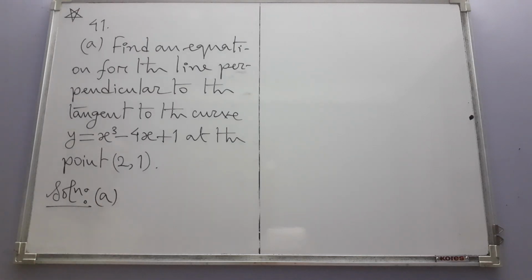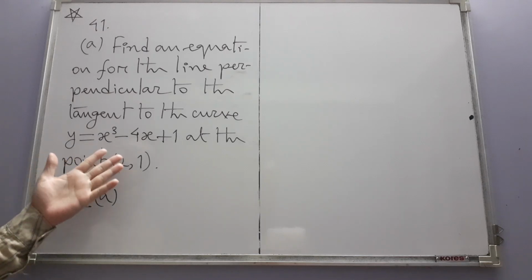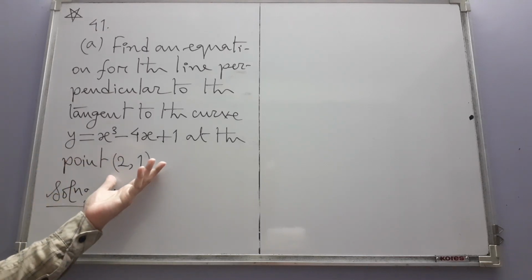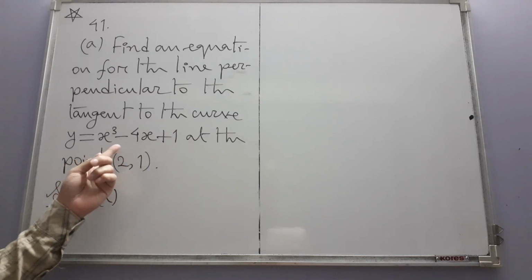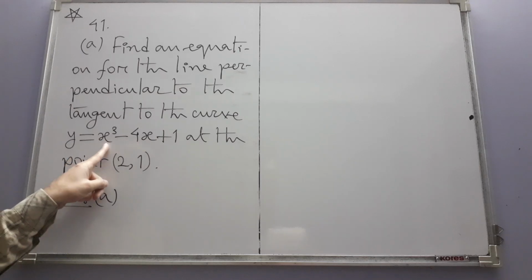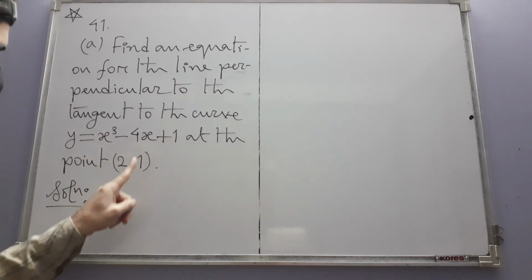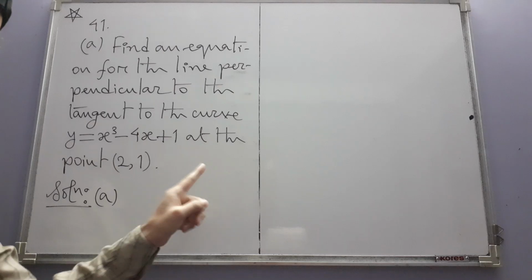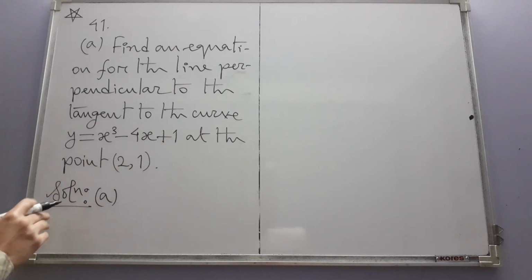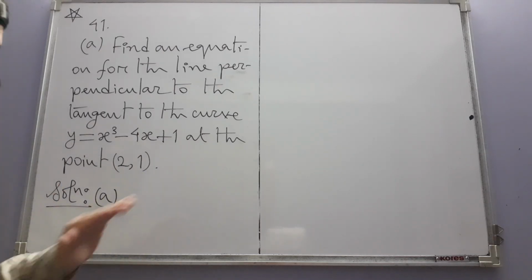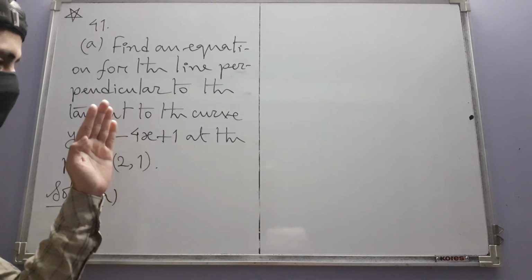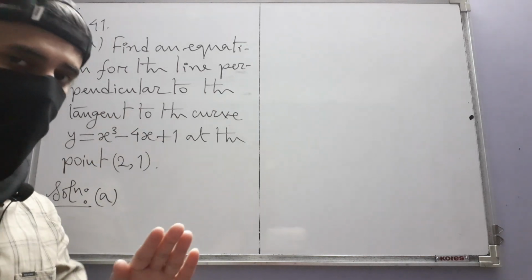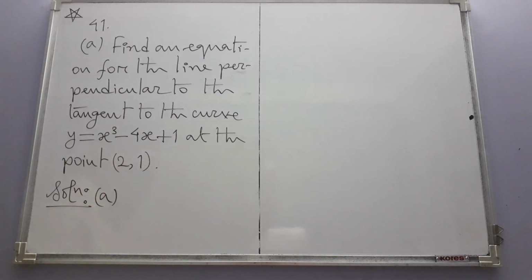A. So what we are given is this curve. So this curve will have some tangent at this point. You can put x equal to 2 here. What will you get? 8 minus 8 plus 1 is 1. So yes, this is indeed a point on this curve. At this point, this curve will have some tangent. We do not have to find the tangent's equation, but we will have to find the equation of that line which is perpendicular to the tangent and also passes through this point.